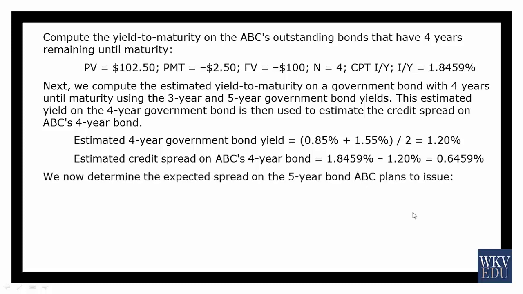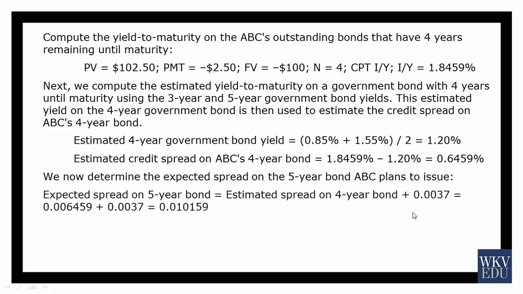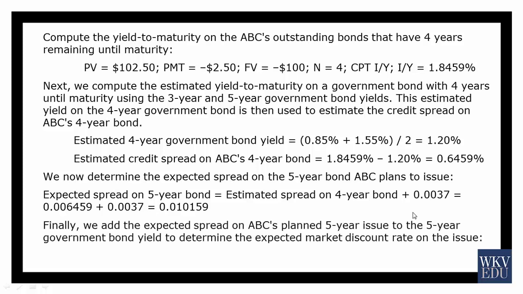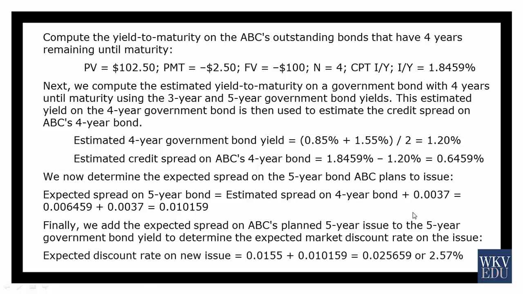Now we'll use the term structure of the credit spreads for issues with a similar rating as the one in question to determine the spread of the 5-year bond the company plans to issue. Therefore, the 5-year bond has the following answer. Finally, we add the expected spread on the planned 5-year issue to the 5-year government bond yield, which is the benchmark to determine the expected market discount rate on the issue. The expected discount rate on the issue is calculated as follows.